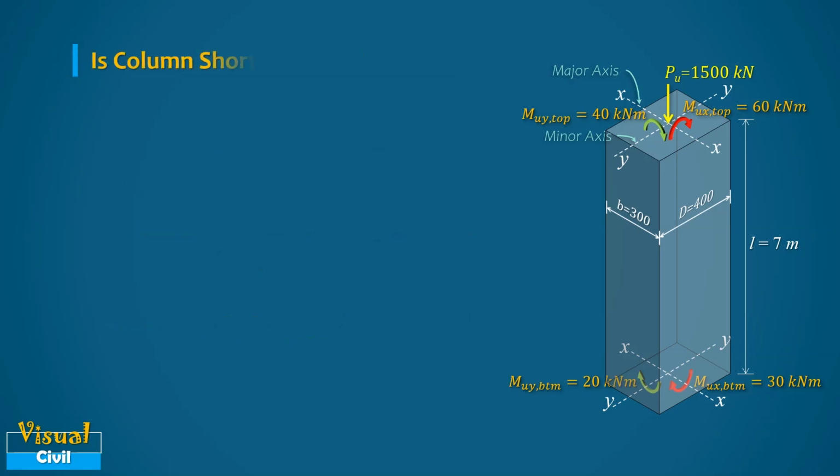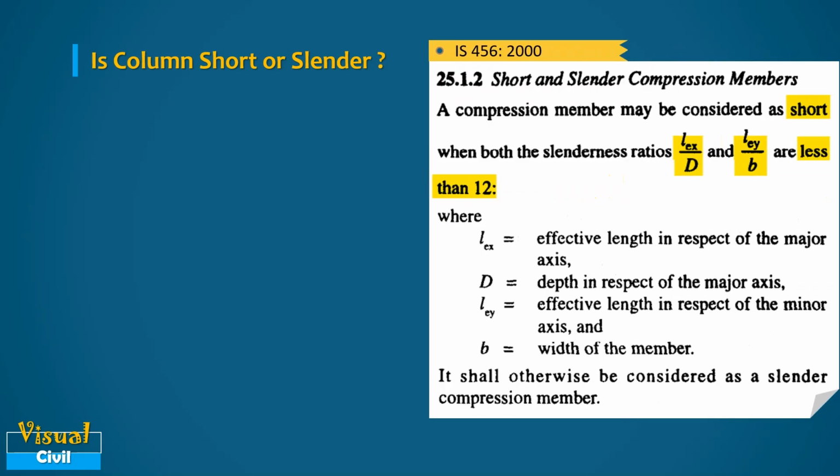Next, let us determine whether the given column is short or slender. According to IS 456-2000, a column member is considered short when both the slenderness ratio LEX by D and LEY by B are less than 12.